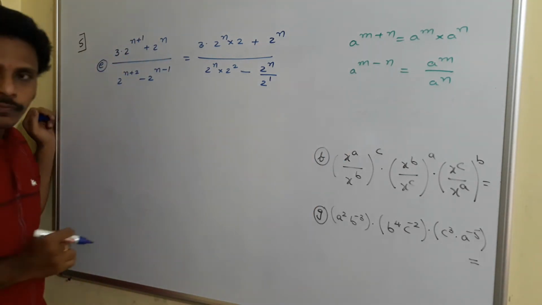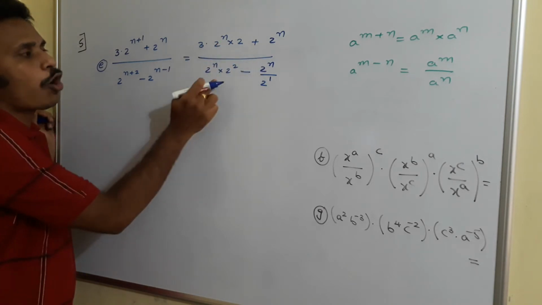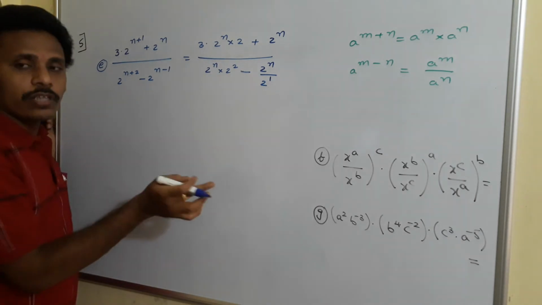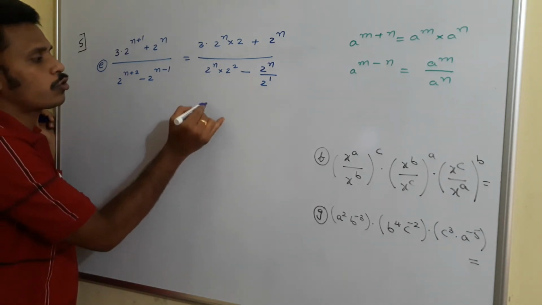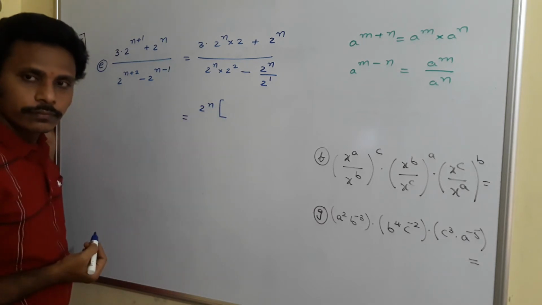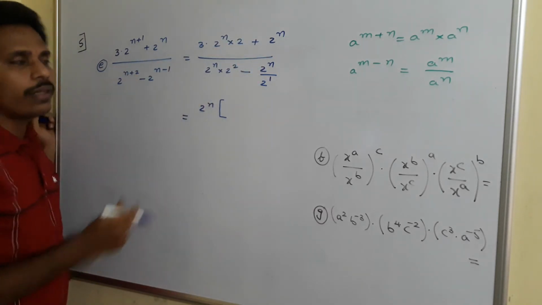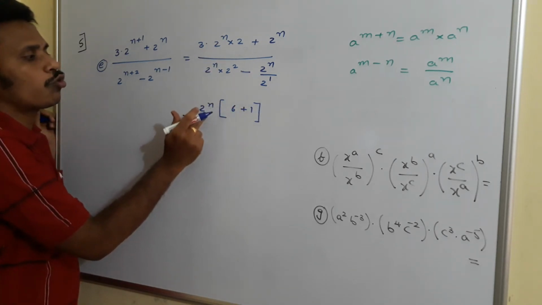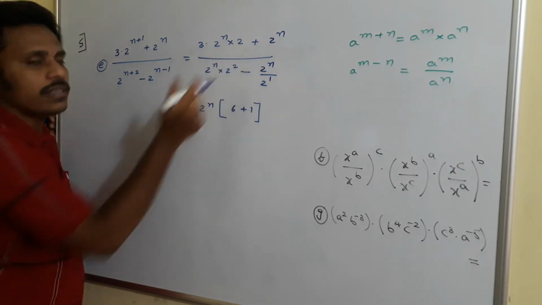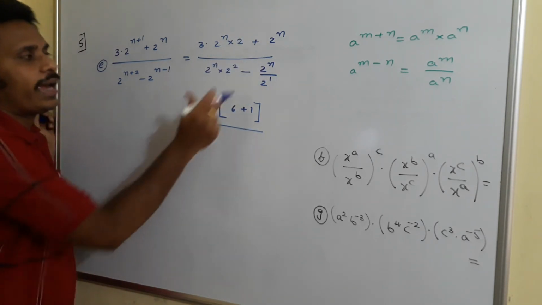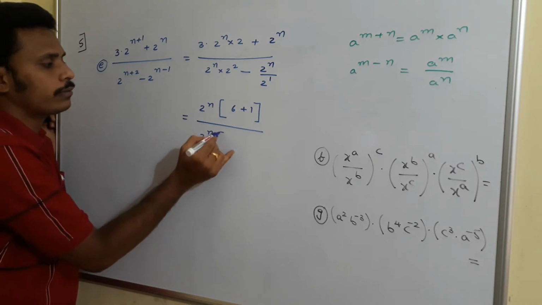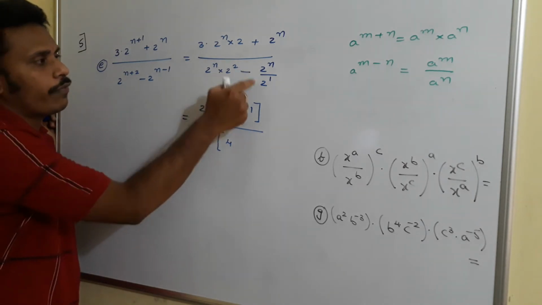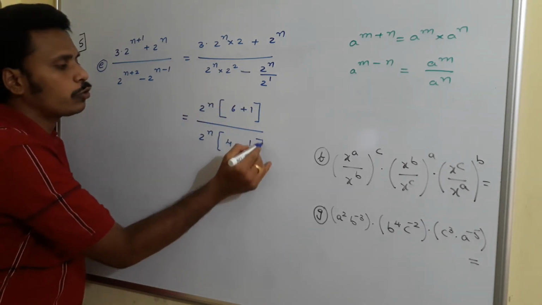Now if you observe, the numerator has 2 terms, the denominator has 2 terms. In these 2 terms, 2 power n is a common factor, and in these 2 terms also 2 power n is a common factor. So this is equal to 2 power n, if you pick 2 power n as a common factor, 3 into 2, 6 is left here, plus 1. 6 into 2 power n is the first term, 1 into 2 power n is the second term, divided by, again from these 2 terms you pick out 2 power n, and you are left here with 2 square, which is 4, and since 2 power n is out, you are left with 1 by 2 here, minus 1 by 2.